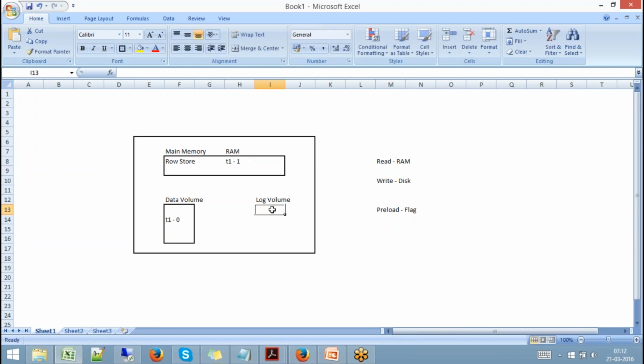And in the log volume, it maintains a log saying record 1 has been inserted. It maintains a log saying one record was inserted in the log volume. Again, you do another insert. Let's say you inserted one more record. So the number of records in this table will be what? 2, and it again maintains a log in this log volume saying record 2 has been inserted.